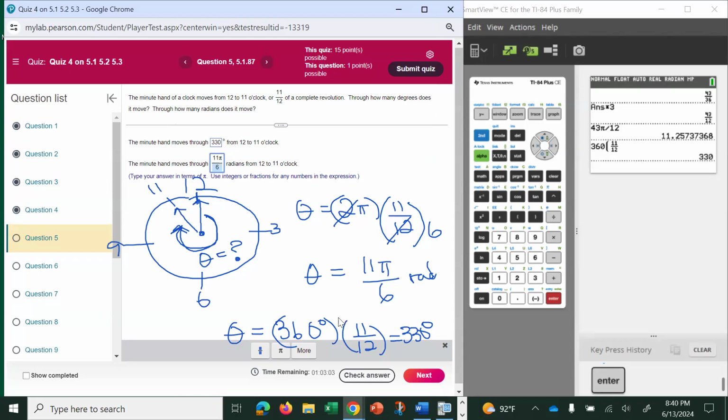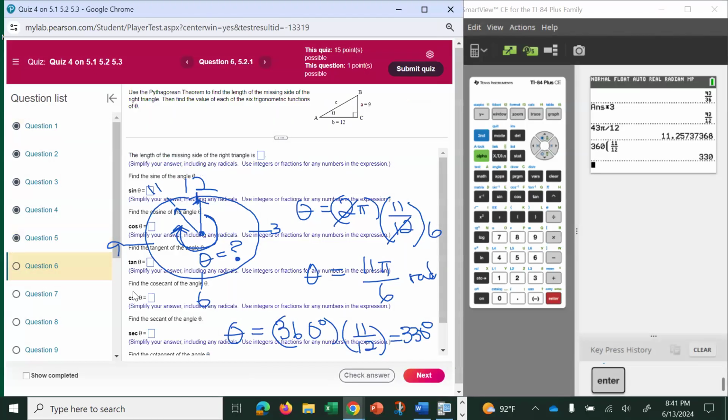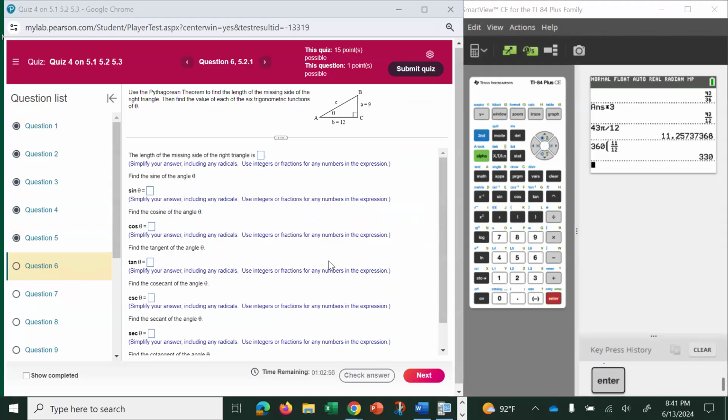Okay, let's look at number 6. Here we have, I might need more space for this. We need to use the Pythagorean theorem to find the length of the missing side of the right triangle, and then find the value of the 6 trig functions of theta. So in terms of theta, if theta is at angle A, right, it's right here, then we know that A equals 9, that's the opposite side. B, 12 is the adjacent side, and C is the hypotenuse.